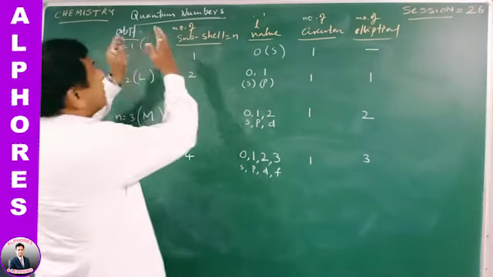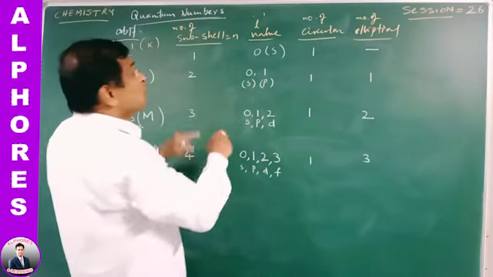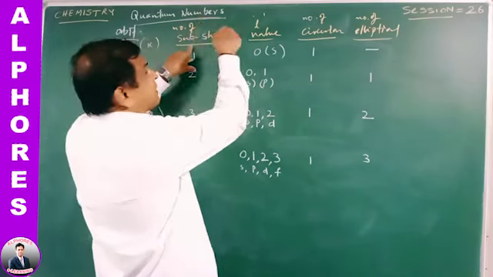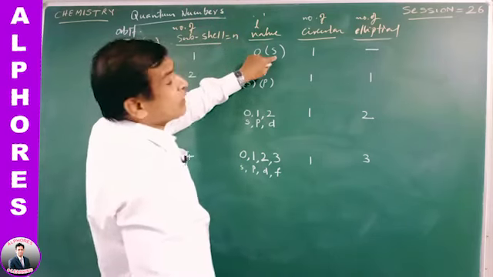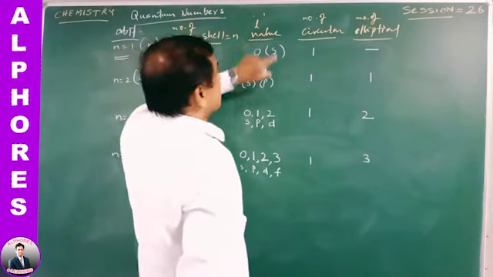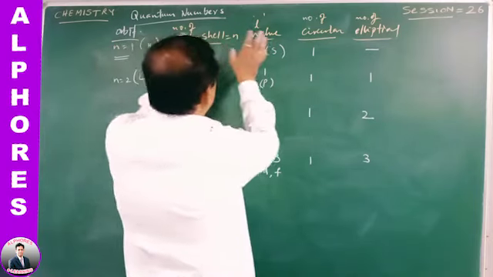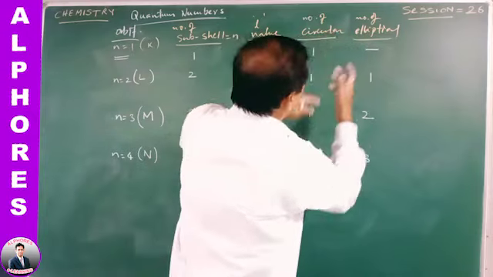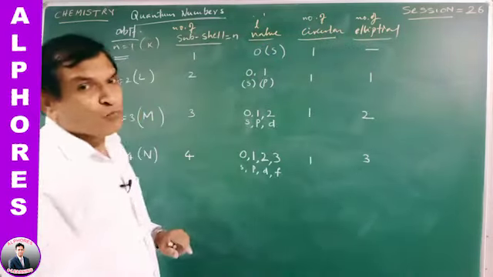In the first orbit, how many subshells exist at maximum? Only one subshell exists. What is the L value of that subshell? It is 0. That represents the S subshell. When it is the S subshell in the first orbit, is it a circular or elliptical suborbit? It is a circular suborbit. There are no elliptical suborbits in the first energy level.